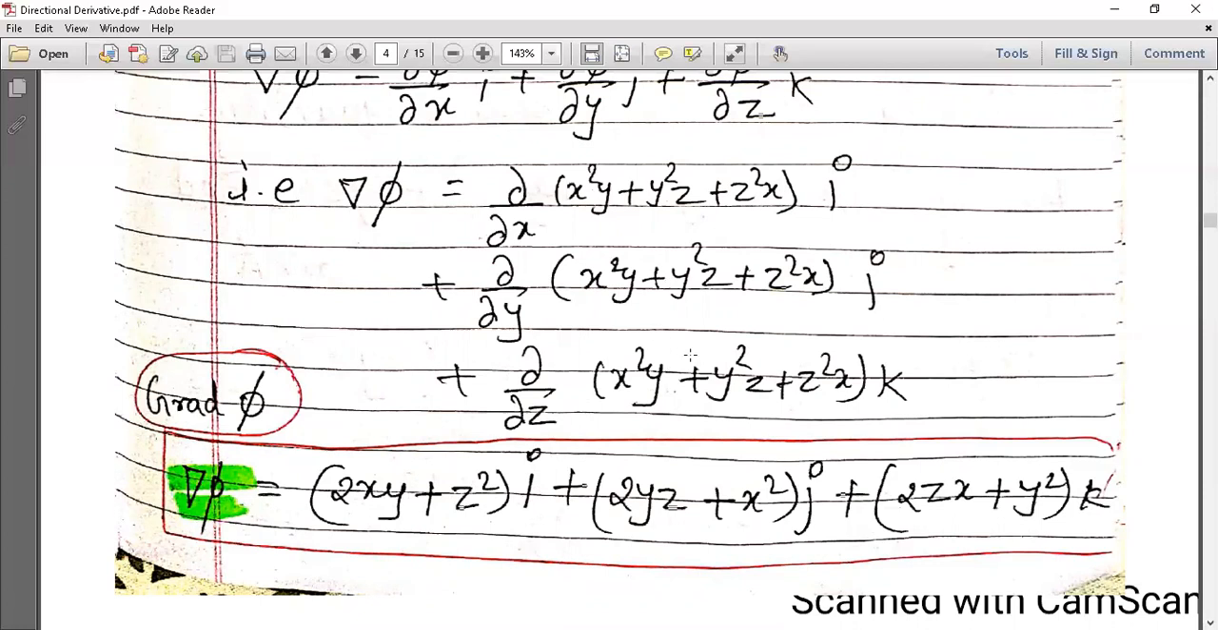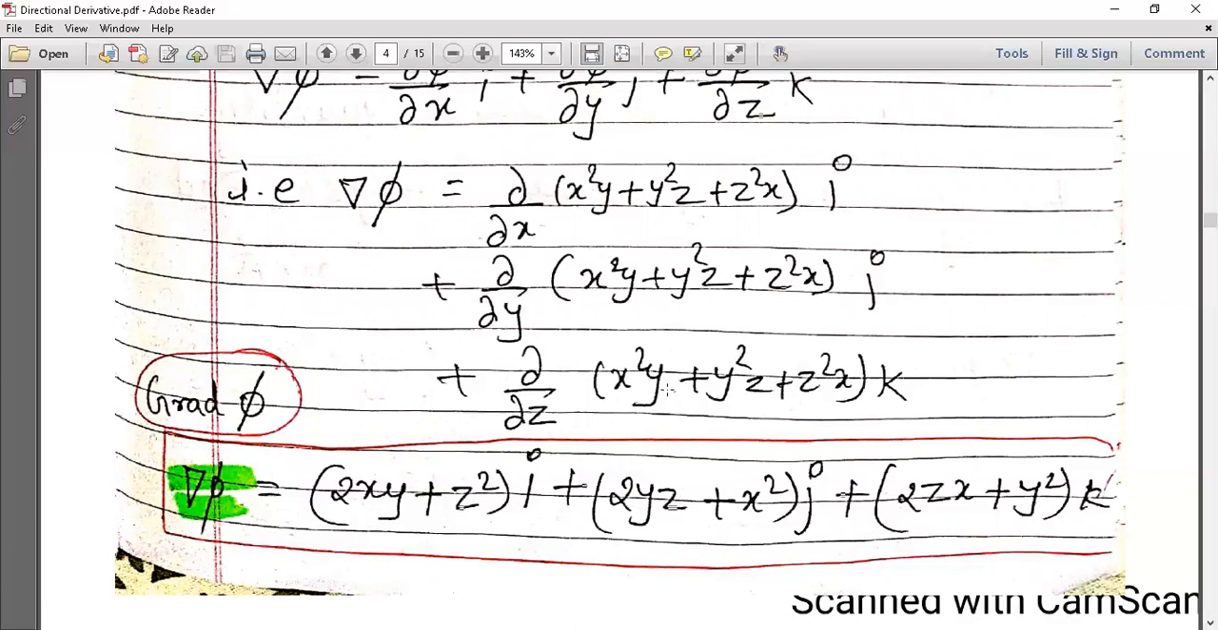Same way when we go for the second term, that is ∂/∂y, that is differentiation of this with respect to y. So here y means we are getting only the x term. So we are getting only x square here. In the second one, we are not having x here. Y square will get differentiated as 2y and z. Here there is no y term, so 0.